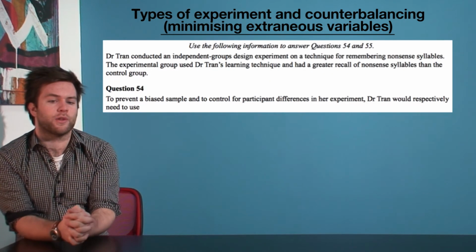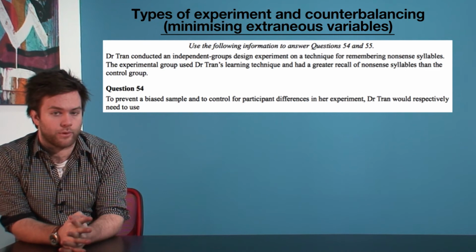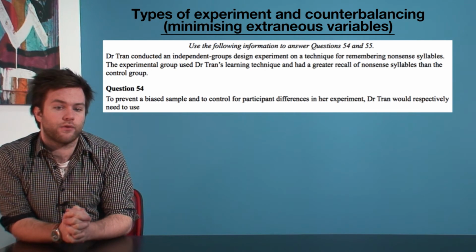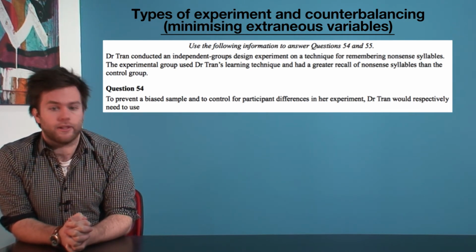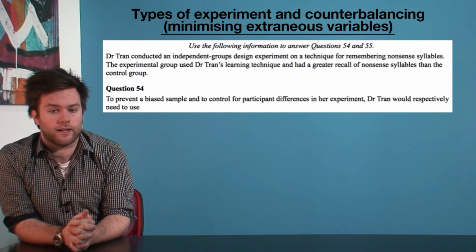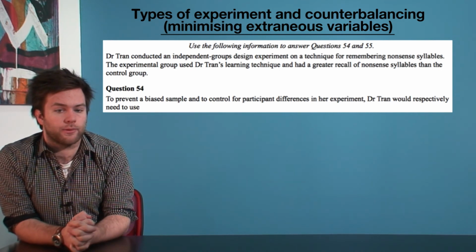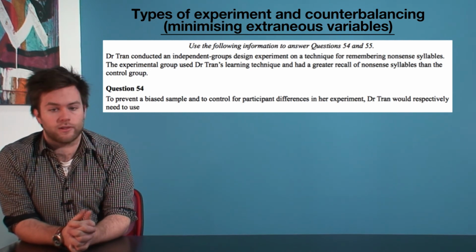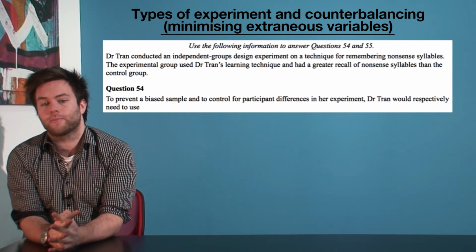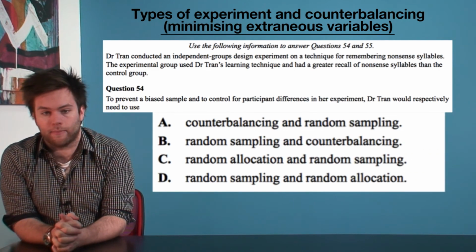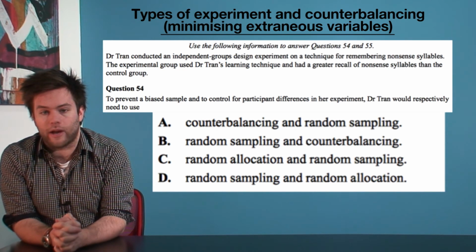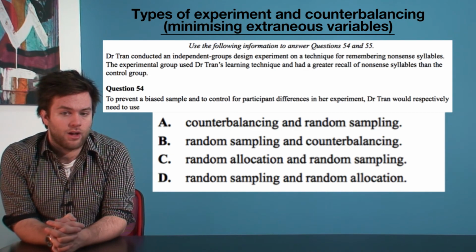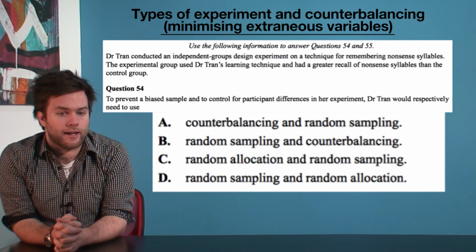So here we have a question from the 2013 VCAA exam. It reads, Dr. Tran conducted an independent groups design experiment on a technique for remembering nonsense syllables. The experimental group used Dr. Tran's learning technique and had a greater recall of nonsense syllables than the control group. To prevent a biased sample and to control for participant differences in her experiment, Dr. Tran would respectively need to use A. Counterbalancing and random sampling, B. Random sampling and counterbalancing, C. Random allocation and random sampling, or D. Random sampling and random allocation.